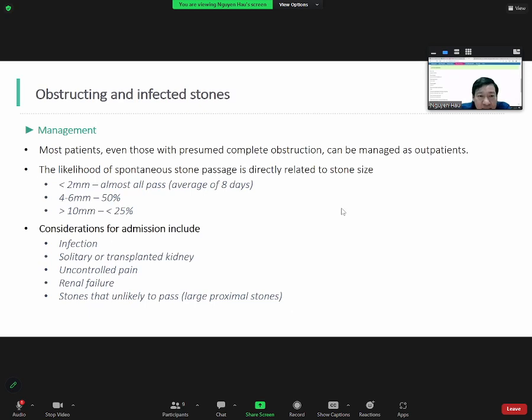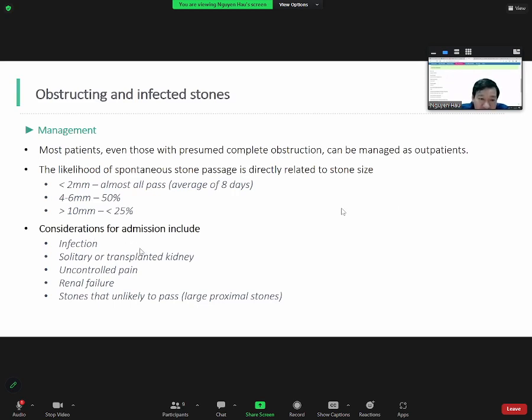Management. Most patients, even with some complicated obstruction, can be managed as outpatients, but not if infected. I emphasize, not infected. You can give some medicine and the patient goes home. The size of the kidney stone can help you guess whether it will pass or stay there. First of all, for stones more than 10 millimeters, only less than 20% can pass.